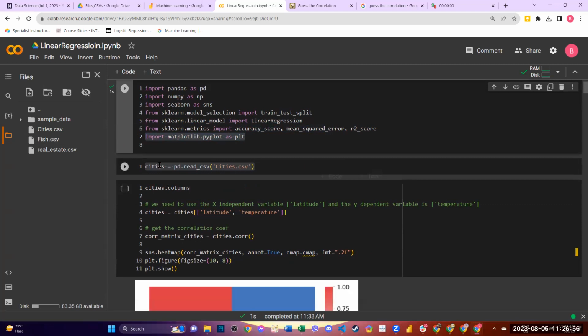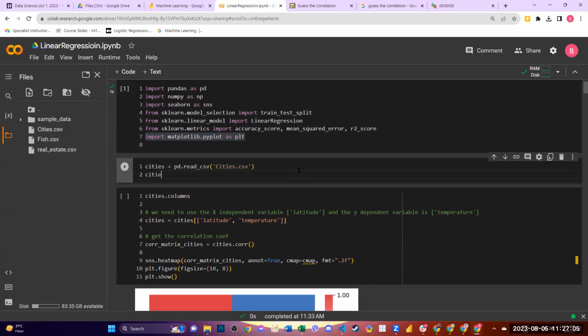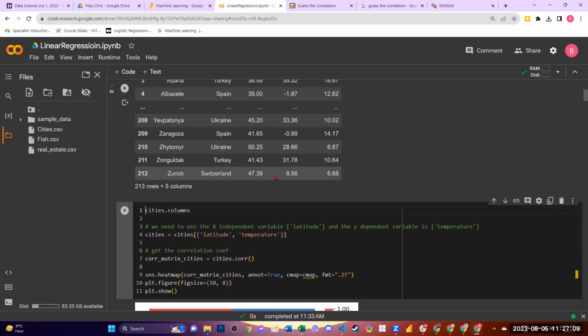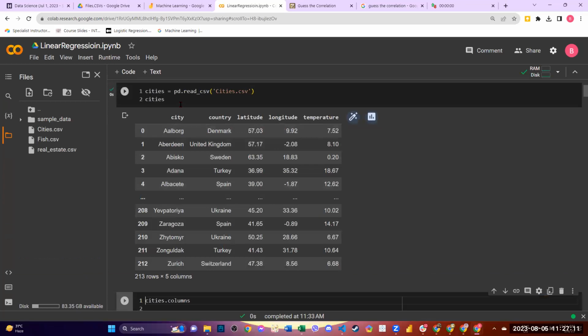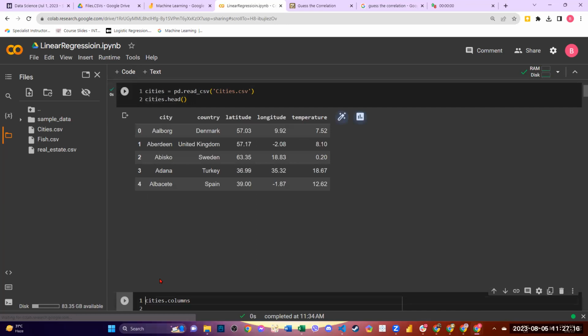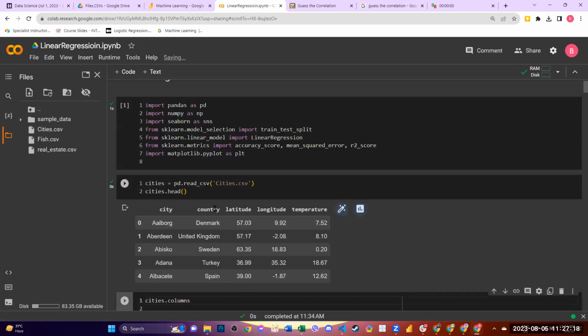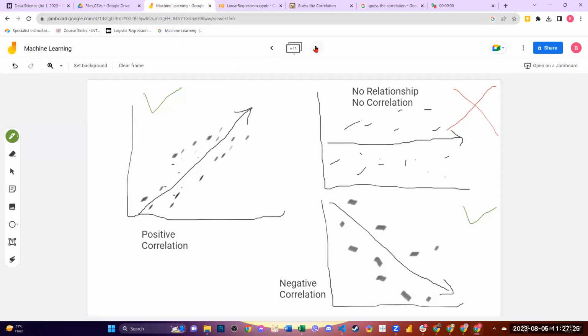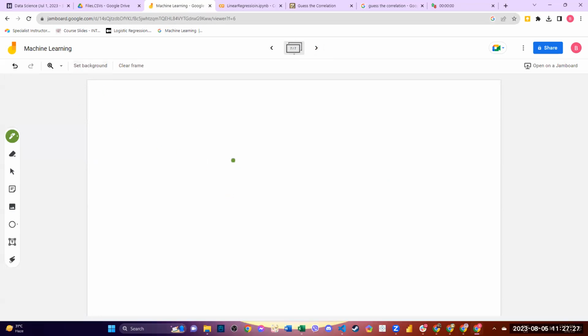So let's look at the cities. Let's load the cities.csv file. Okay, so we can check if that was successfully loaded. Okay, so that's our data. Our data for the cities has city, country, latitude, longitude, temperature. So we will try to imitate what we did from our experiment.